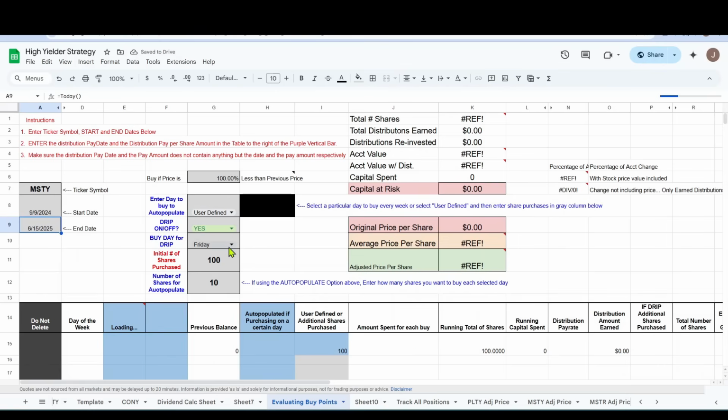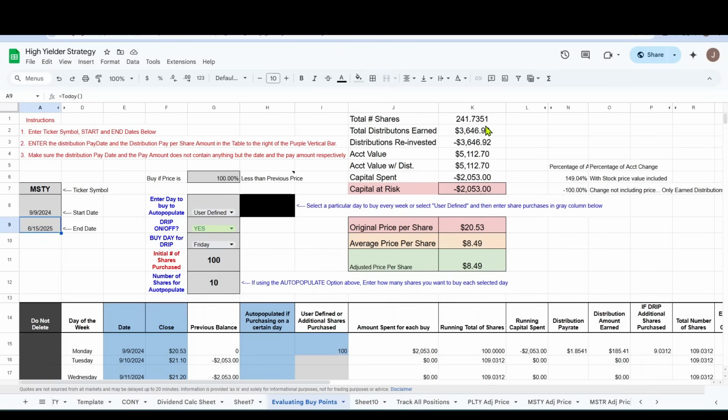Now this is with DRIP on. Again, we're increasing our shares. We got 241 shares. You're still reinvesting your distributions. Your account value now is $5,000 and you've only spent $2,000. But what if you weren't dripping? So let's turn that off and boom, there we go.